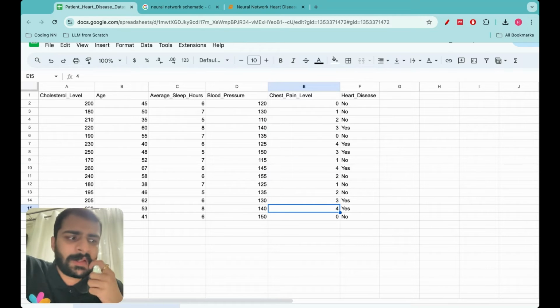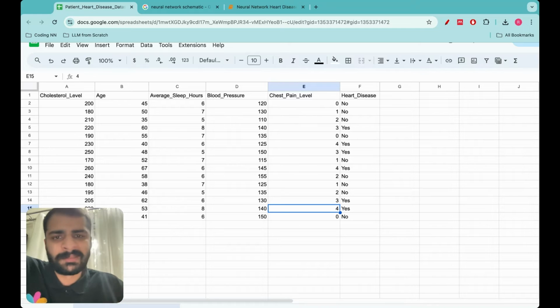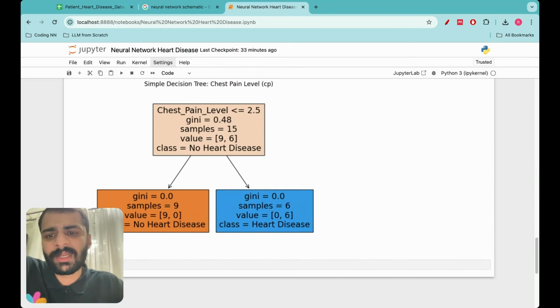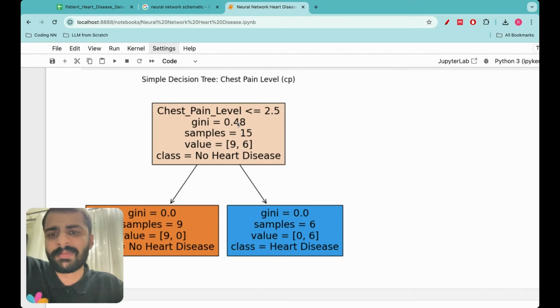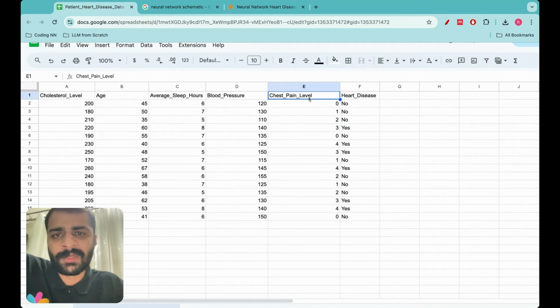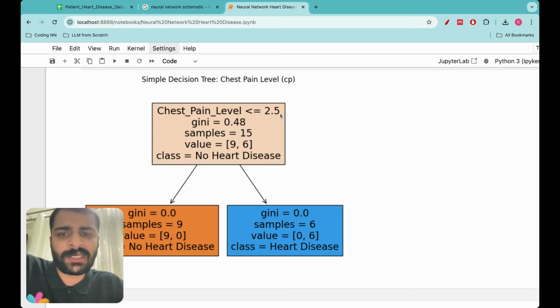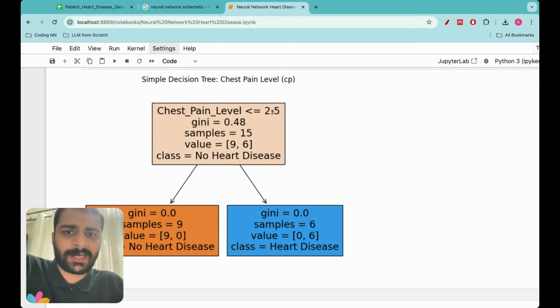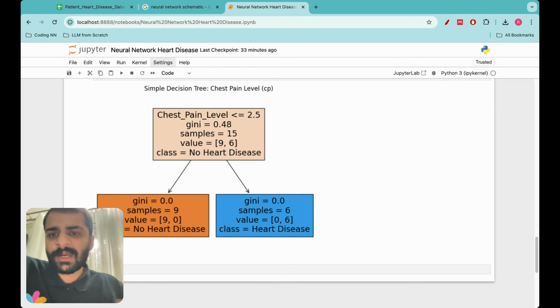Doesn't that mean that there is a possibility of a much simpler model here? And that simpler model is a decision tree. In fact, if you run a simplified decision tree, you will get that the model is as simple as this. You get this data and then you just see the chest pain level of the patient. If the chest pain level is less than 2.5, they likely won't have the heart disease. If the chest pain level is greater than 2.5, they likely do have a heart disease. You see, there are two models here. Both of them have a very high accuracy.